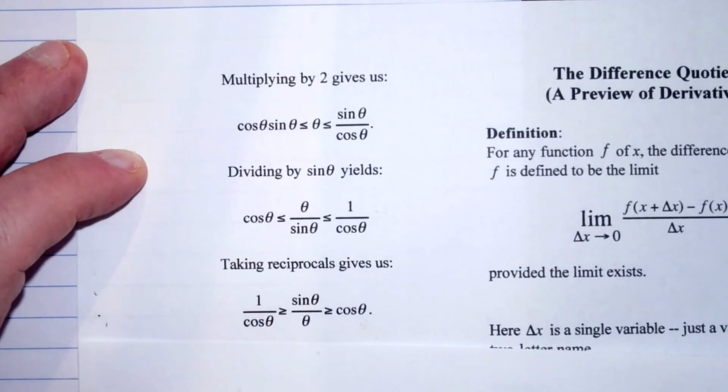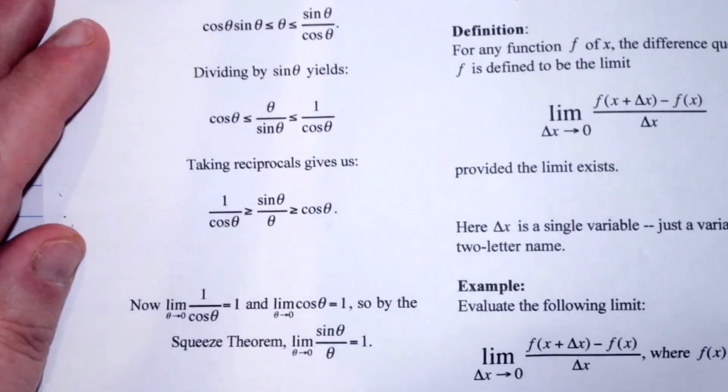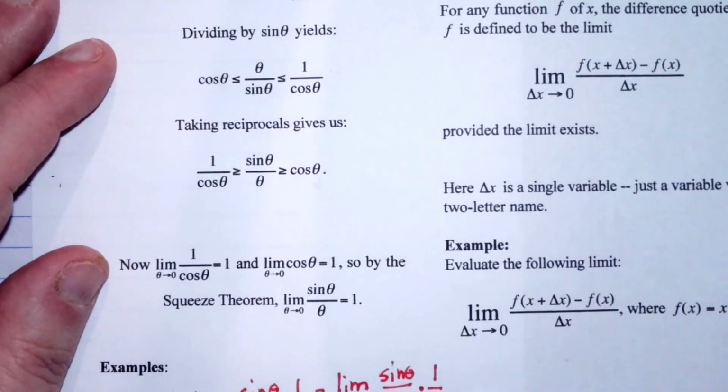Now, what we have is the function that we're interested in trapped between 2 other functions. And look at what happens when we take the limit as theta tends to 0. Remember that the cosine of 0 is 1. So that gives us, since the limit of the left part of this inequality as theta tends to 0 is 1, and the limit of the right part is the same, by the squeeze theorem, the limit of sine theta over theta as theta tends to 0 is also 1.